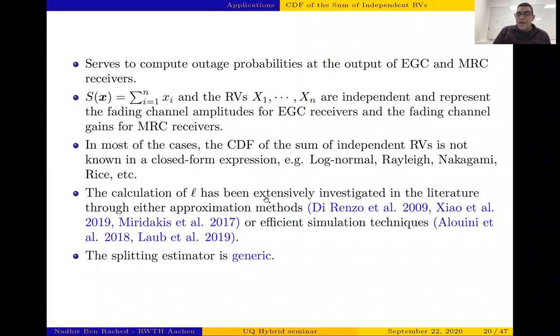The calculation of L has been extensively investigated in the literature through either approximation methods or efficient simulation techniques. But none of them is generic, and this is one of the features that the splitting method has. The splitting method is very generic. We do not assume any particular distribution of X1 to Xn. We only assume independence and the existence of the inverse CDF.